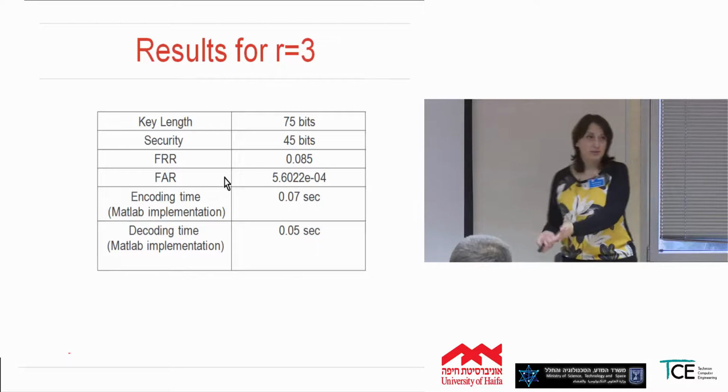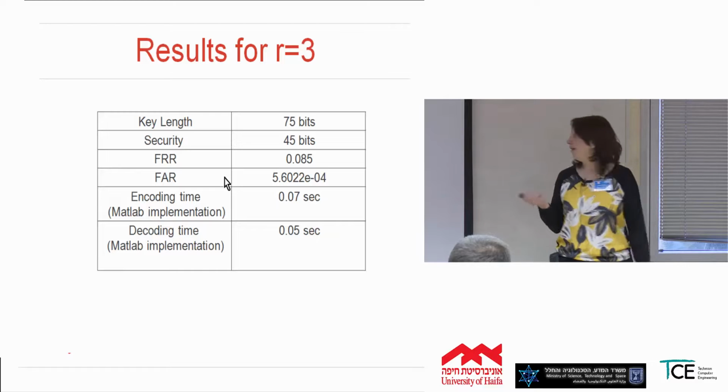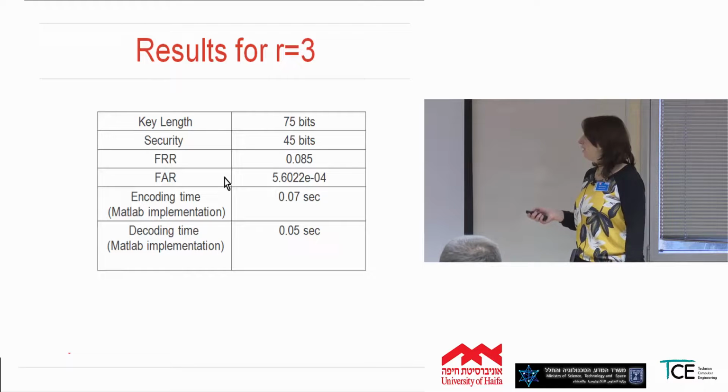We ran experiments with it, and the length of our representation allowed us to use R equal to 3. And these are the results. The key length, as I said, is 75 bits. The security is 15 times R, so it's 45 bits. False rejection rate is decreased by half. It was 16% with 60 bits. Now we have 75 bits length with only 8% of rejection. False acceptance rate is not 0 as before, but it's really small. Encoding and decoding times are very fast.